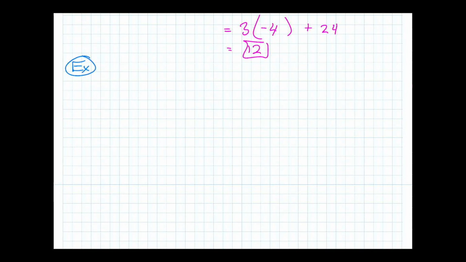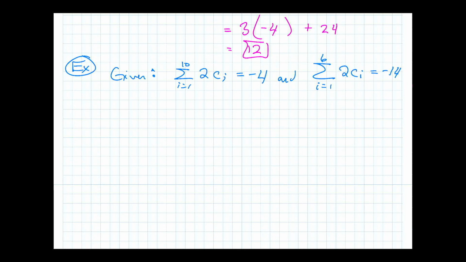So they're giving us a couple of things. Given the sum from 1 to 10 of 2ci, don't know what ci is, is negative 4. And the sum from 1 to 6 of 2ci, same thing, is negative 14, and they want us to find the sum from 7 to 10 of ci.